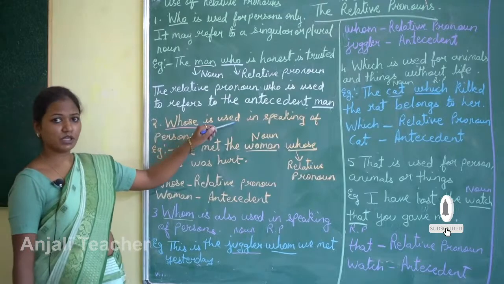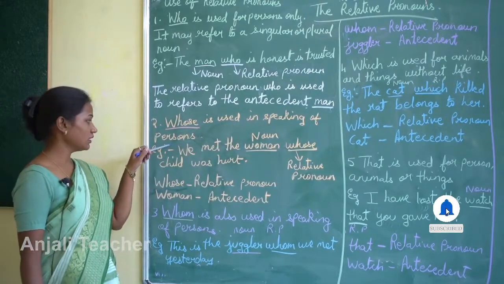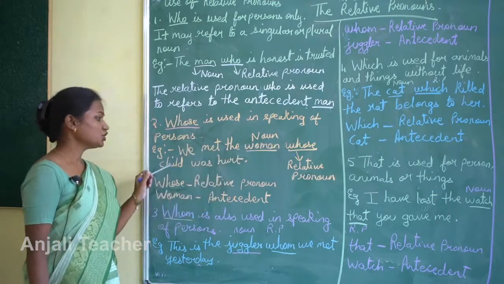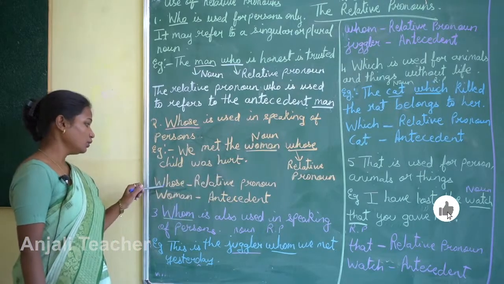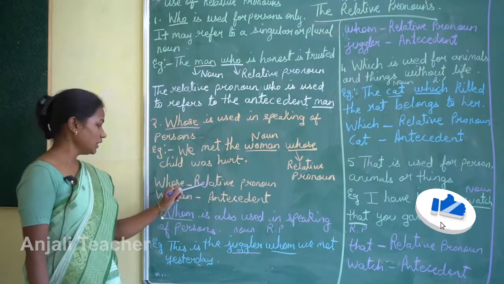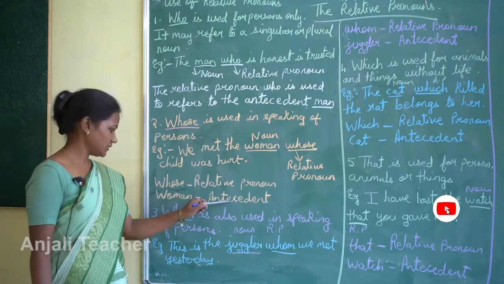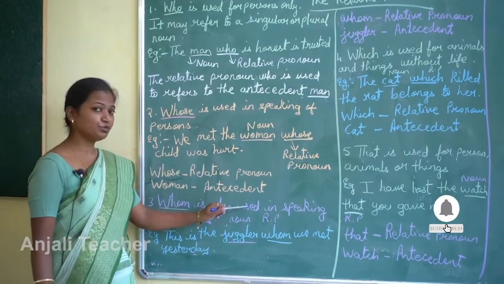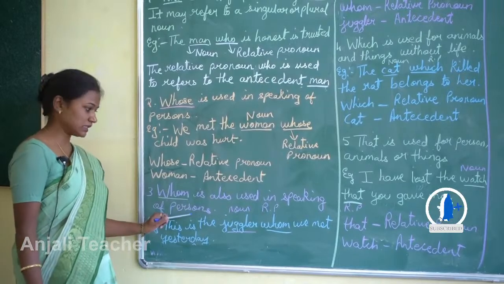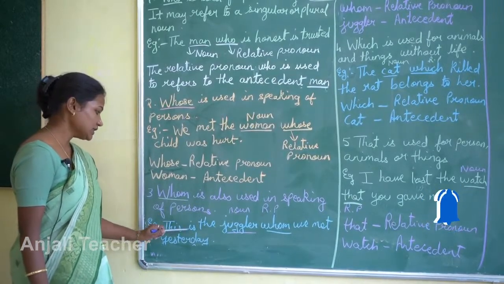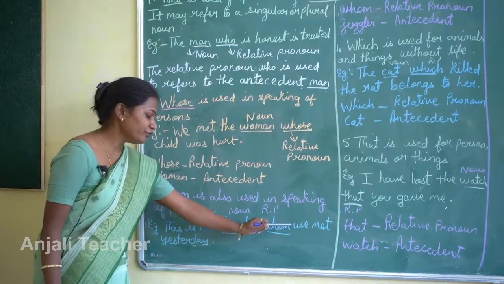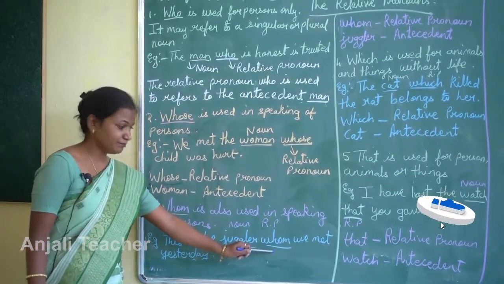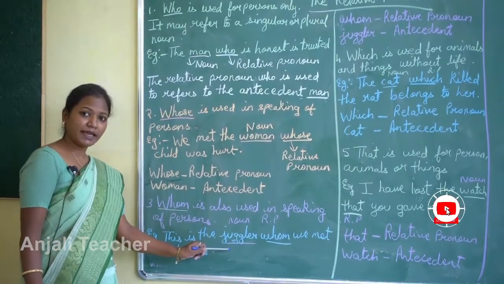Whose is used in speaking of persons. Now see the example. We met the woman whose child was hurt. Whose is the relative pronoun and woman is the antecedent. The next one, the use of whom. Whom is also used in speaking of persons. Now see the example. This is the juggler whom we met yesterday. Here whom is the relative pronoun and juggler is the antecedent.